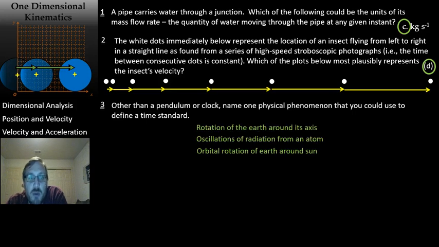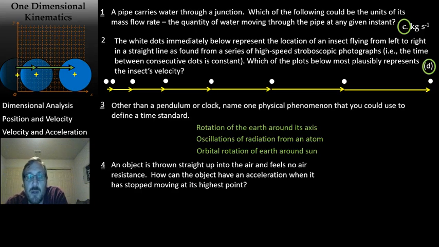Rotation of the Earth around its axis probably would have worked. That's been used as a standard. Oscillations of radiation from an atom, that's actually the frequency standard that we're using right now, and that defines a second. And the orbital rotation of the Earth around the Sun is another possibility that's been used. So there are a bunch of options like that. The circumference of the Earth around the equator, things that you could use as a time or a physical standard. So one rotation of the Earth, one day, one month, one year, all of these things are possible.